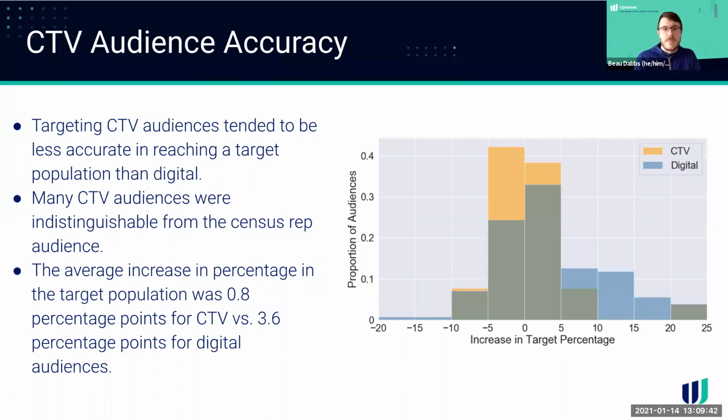And the last thing we consider is a comparison of the accuracy of targeting for CTV and digital audiences. The plot on the right is a histogram showing the relative proportion of CTV and digital campaigns that achieved various increases in target percentage. In general, we found that CTV audiences tend to be less accurate, with a large proportion of CTV audiences having in-target percentages indistinguishable from target population baselines. The average increase in percentage in target population was 0.8 percentage points for CTV compared to 3.6 percentage points for digital audiences. So there tended to be some signal for CTV, but it was weaker than for pure digital campaigns.